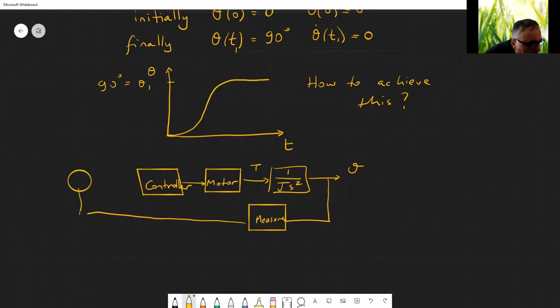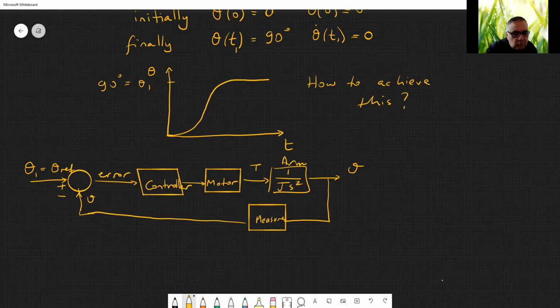And here, what you do is you measure the theta. This is theta. Compare it with the theta value you want, theta 1, which is the theta reference. Let's say this is the 90 degrees. And then this is the error that drives your controller. And the controller sends a signal to your motor. And the motor generates the torque to drive, let's say, the arm.